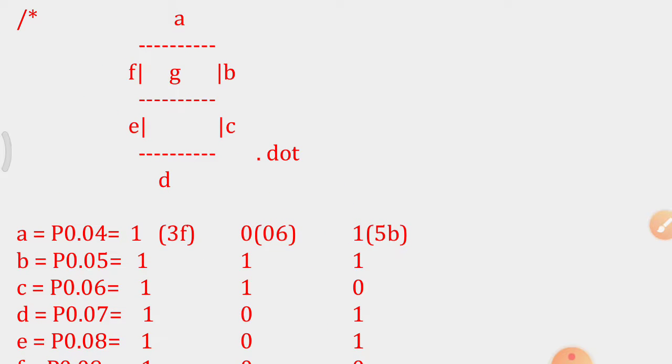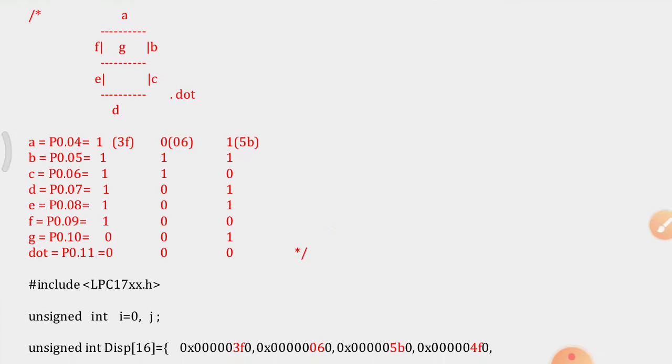These 8 pins are going to be connected to the port pins of the 1768. The A pin is connected to P0.4, then B is connected to P0.5. Likewise, we are using pins P0.4 to P0.11.